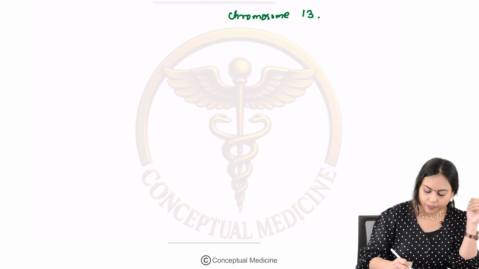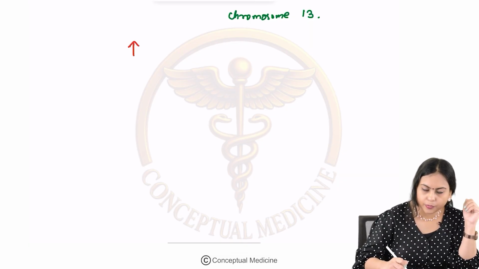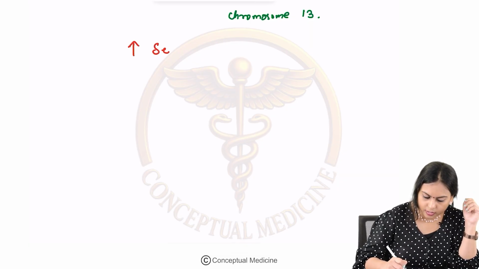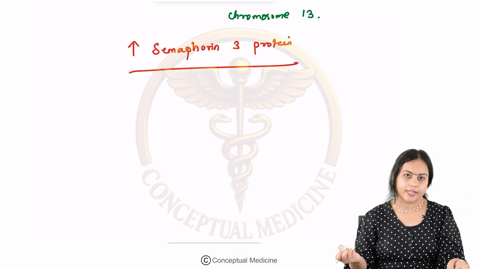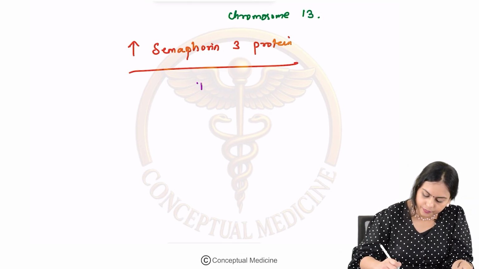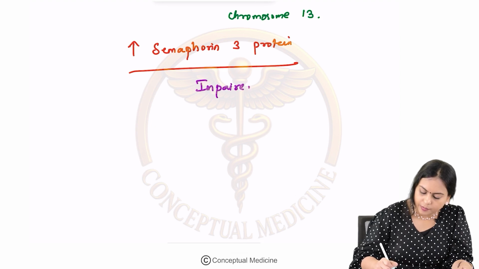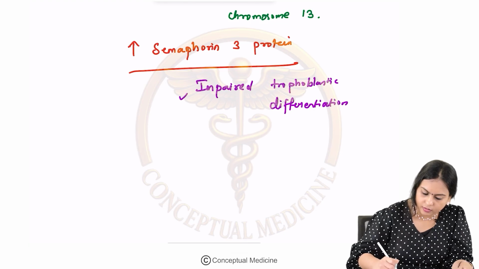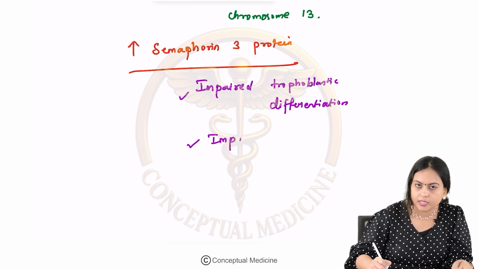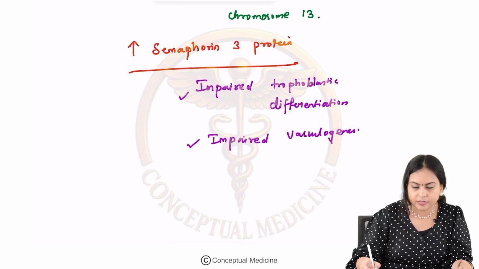And also remember there is increased protein expression. The protein is called as semaphorin 3 protein. Okay. So this protein expression is increased, that will be resulting in impaired trophoblastic differentiation and that will be resulting in impaired vasculogenesis. Clear?